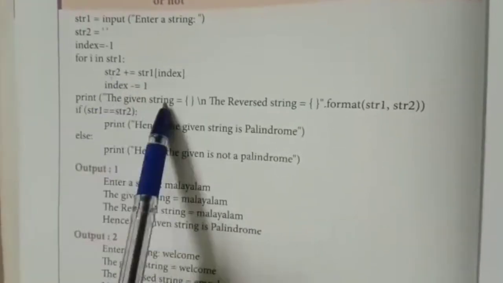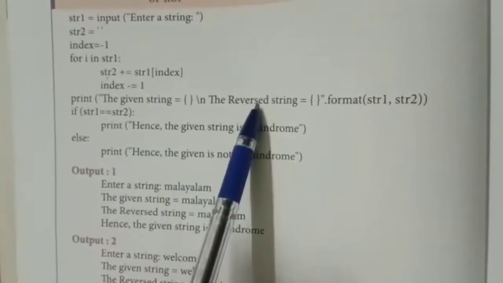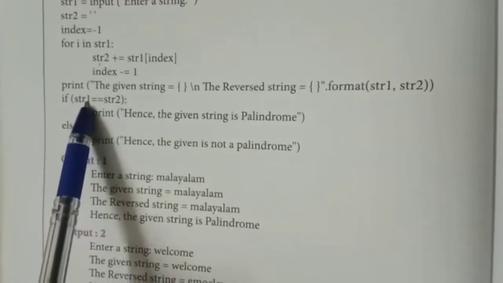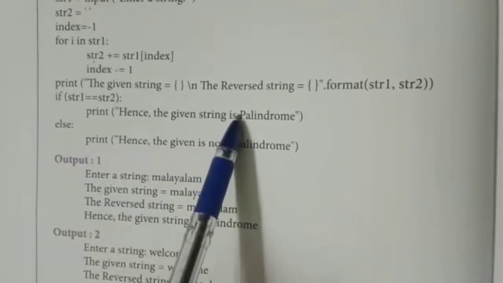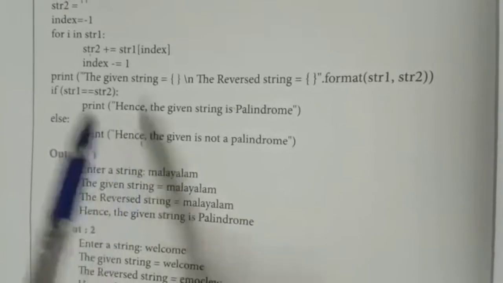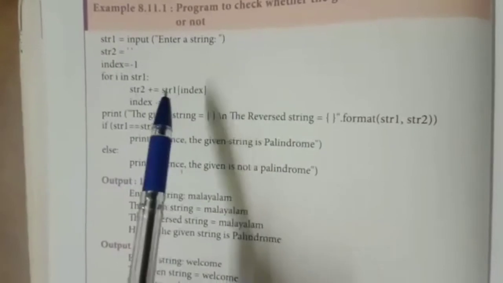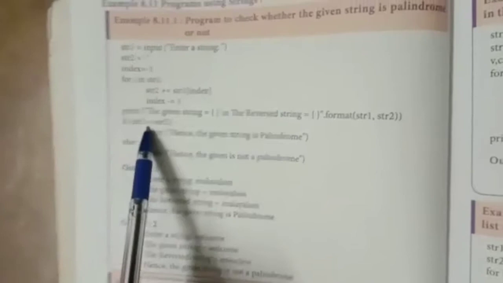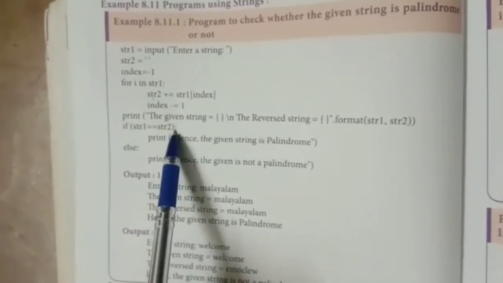So the next step is, we are going to print the given string and the reverse string of that. The condition for checking whether the given string is palindrome or not is, if str1 is equal to str2 it is a palindrome. Otherwise it is not a palindrome. That's all. So this full statement is to check each and every character, and this is the condition to check whether the given string is palindrome or not.